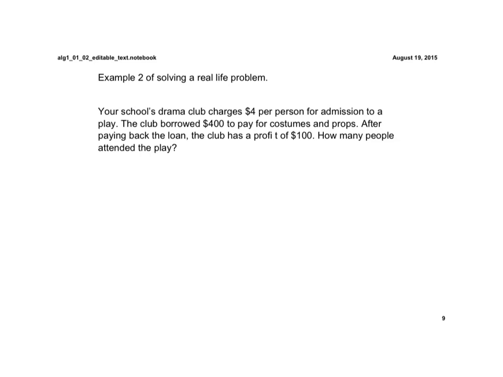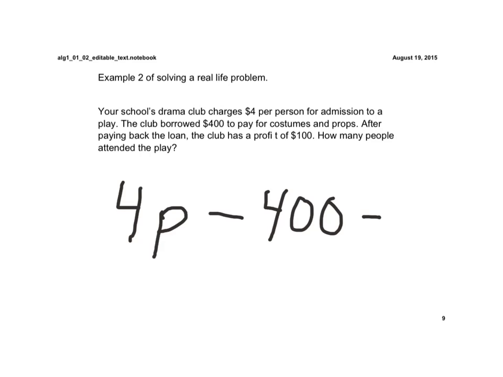So in this case, they charge $4 per person. So 4 times P, that would give us the total amount of money that they had. They had to pay back $400, and they would still have $100 left. So now we have this equation that we can solve for P to help us determine how many people attended the play. So again, there's no simplifying that needs to be done here.